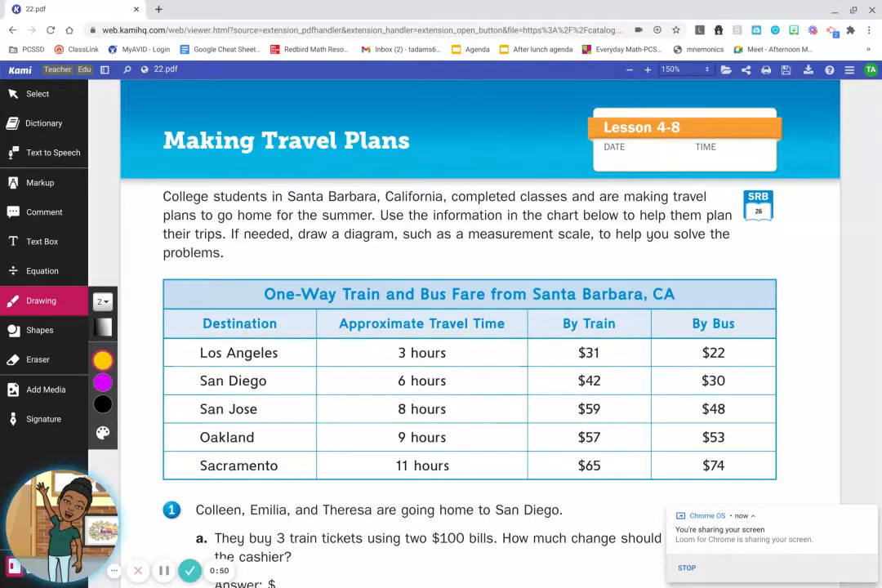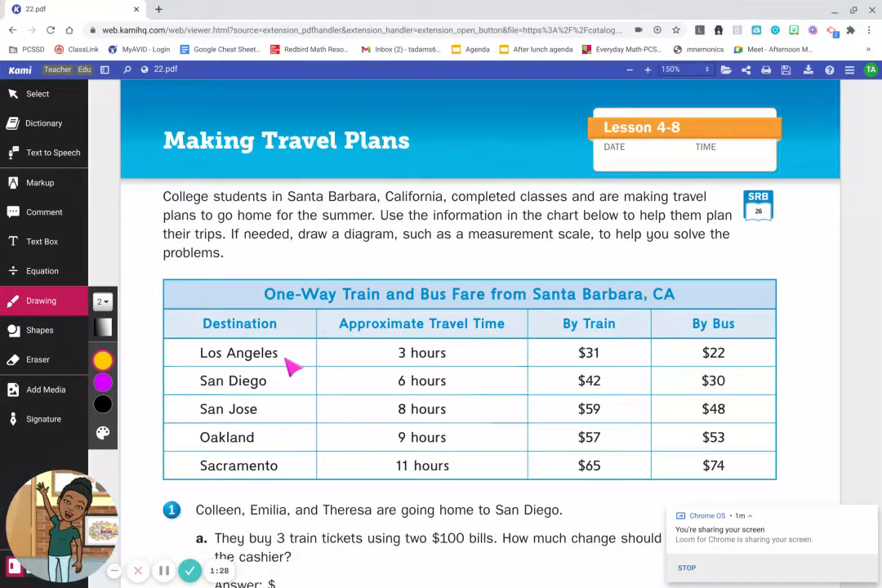So they're leaving California, and they can travel by train or by bus. The first column is the destination. Where are they going? The second column is the approximate travel time. How long will it take to get there? So it will take approximately 3 hours to travel to Los Angeles. And of course, the third and fourth columns are the cost. $31 by train, $22 by bus to go to Los Angeles.